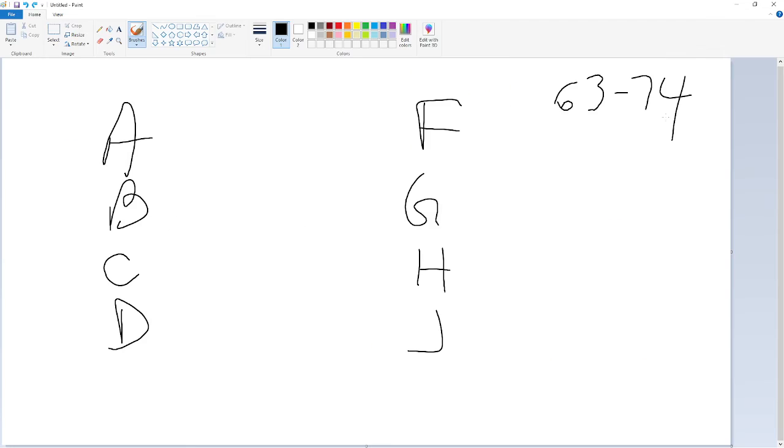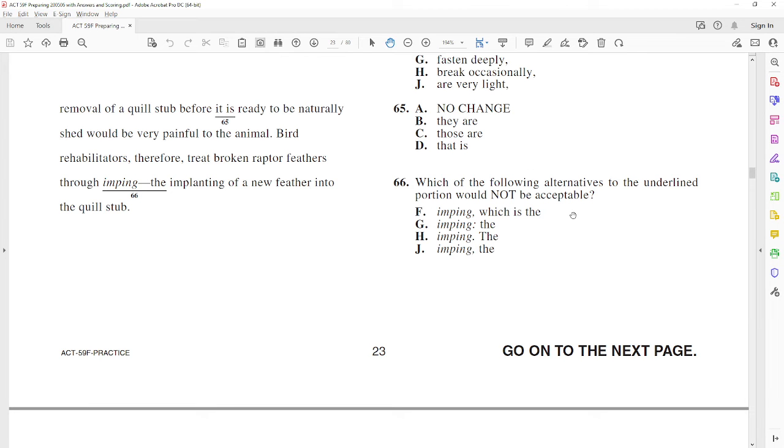66. Yes, we're going all the way to 74. Which of the following alternatives to the underlined portion would not be acceptable? It says, bird rehabilitators therefore treat broken raptor feathers through imping, dash, the implanting of a new feather. So remember, dashes or colons follow independent clauses, and what follows them could be an explanation or a list that stands on its own or another independent clause. This happens to be an explanation of what the word imping means. So I would anticipate that a colon would also be correct. If there's a choice for a colon, we wouldn't pick that one.